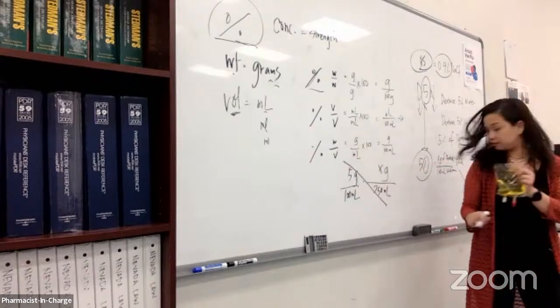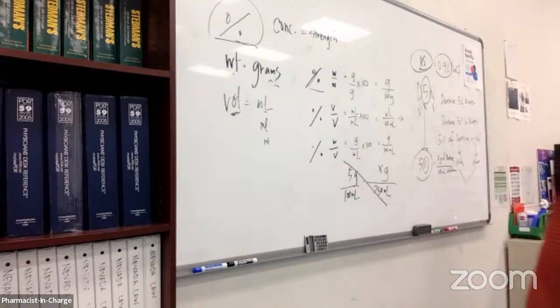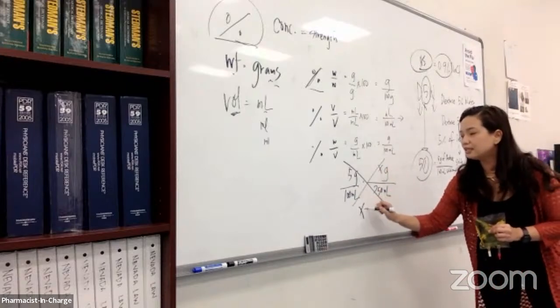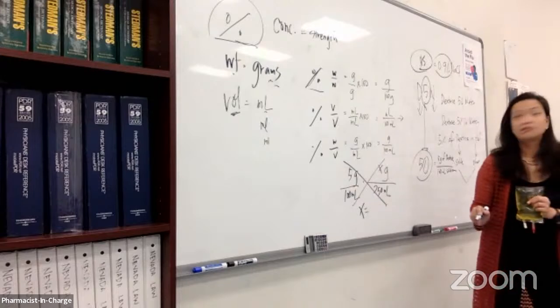5 times 250, help me out. Where's my calculator? Is 1250 divided by 100 is? What is it?